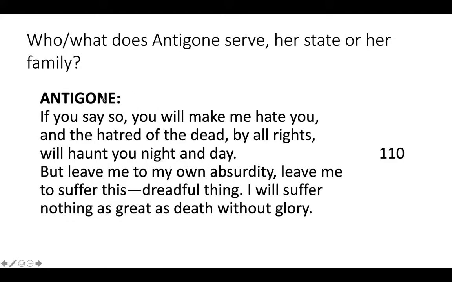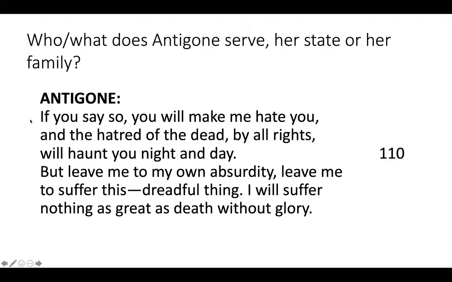I forget exactly what she says, but if Ismene commits to following the law of the city, Antigone says, you will make me hate you, and the hatred of the dead by all rights will haunt you night and day. But leave me to my own absurdity, leave me to suffer this dreadful thing. I will suffer nothing as great as death without glory. So she's totally committed to doing what she wants to do, which is to bury her brother. She's committed to suffering any dreadful thing. And it is dreadful to break the law.